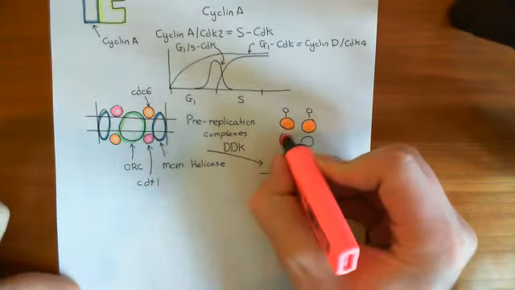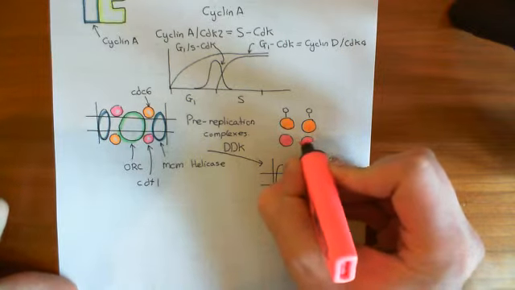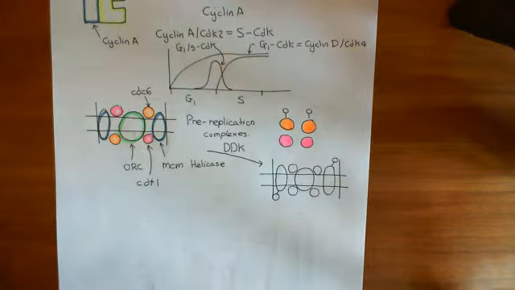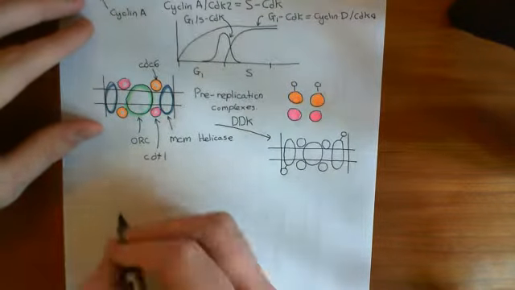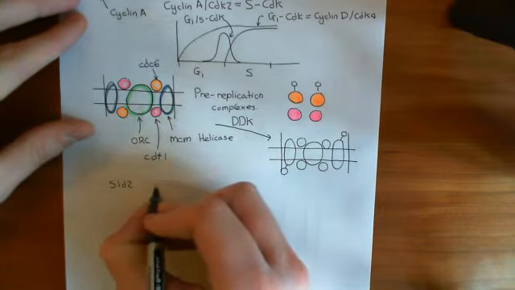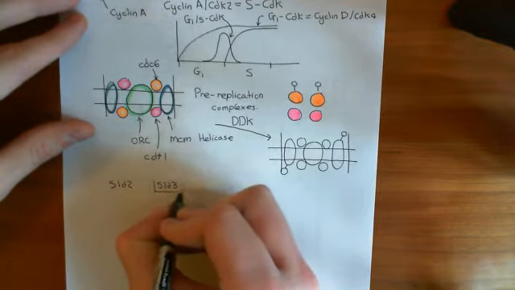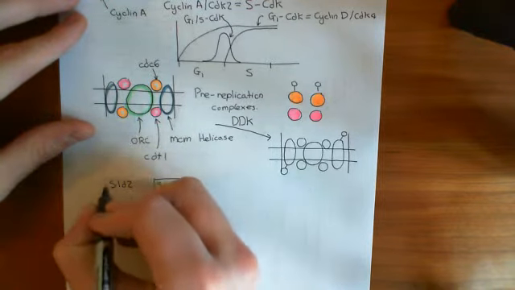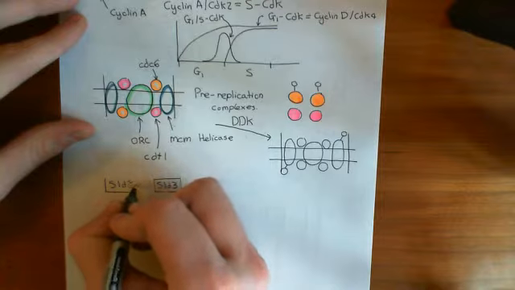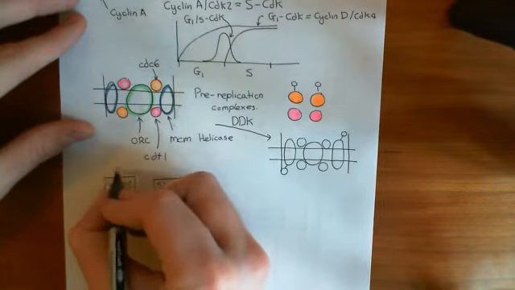Okay, and that's all the work of S-CDK. Now, it does more. It hasn't finished yet. S-CDK is also going to phosphorylate two proteins known as SLD2 and SLD3. When it phosphorylates these two proteins, their activity is turned on, basically. So it's going to add phosphate groups onto both of these proteins.